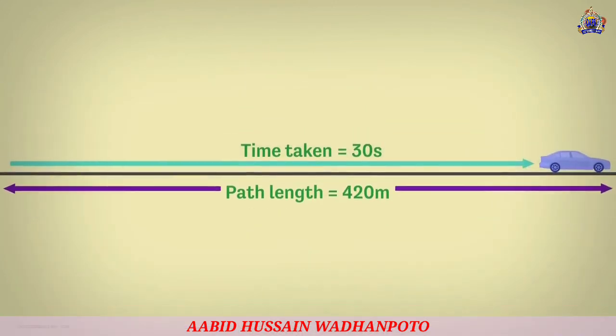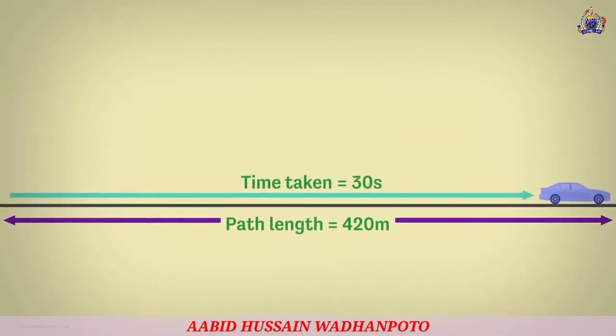Here we have some examples, some questions. We have to calculate: if a body is taking 30 seconds and the path length is 420, then by using the formula we have to calculate the speed of that object. So what will be the speed for the blue car here? This is a question for you.